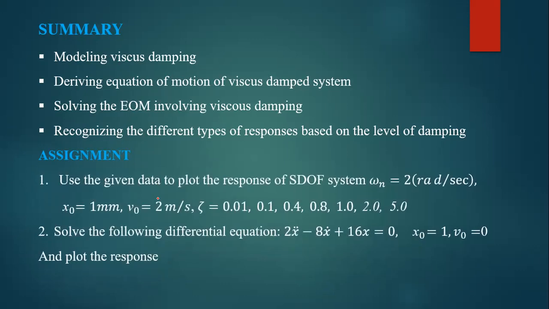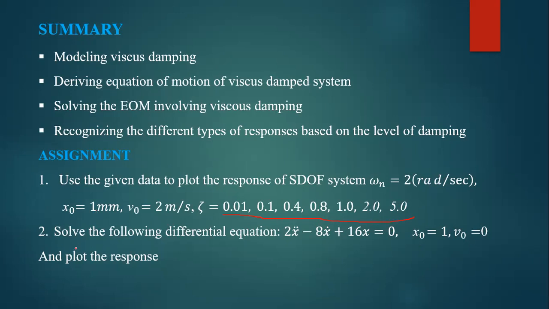So let's take a simple example or an assignment. Use the given data to plot the response of a single degree of freedom system. Omega n is equal to 2 rad per second, x naught 1 millimeter, v naught 2 meter per second, for various values of zeta. Here, zeta 0.01, 0.1, 0.4, 0.8, 1, 2, 5. What is the plot? Actually, a MATLAB program easily gives you beautiful curves of these zeta values.